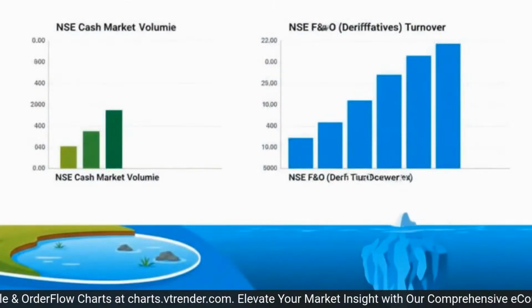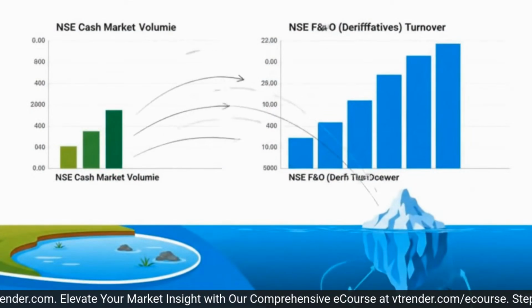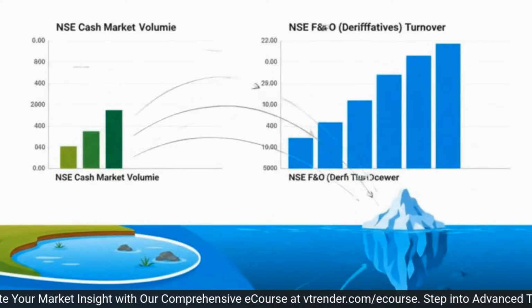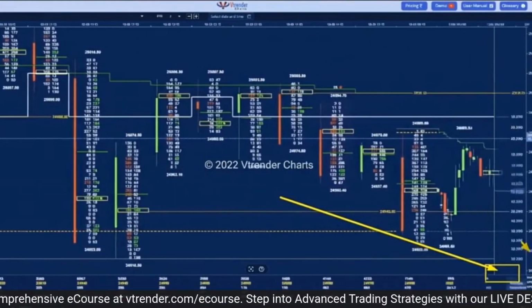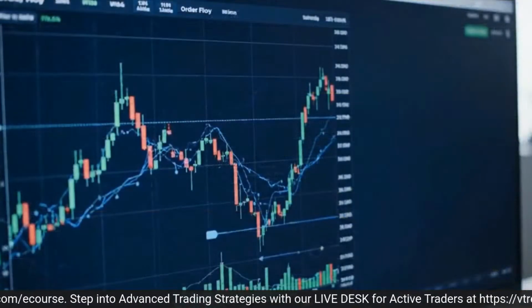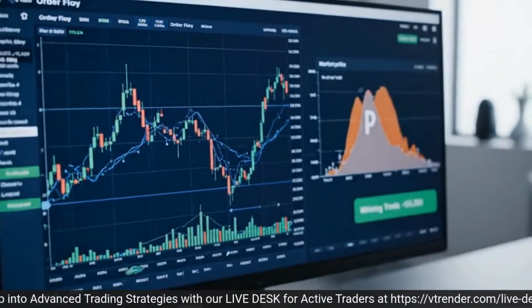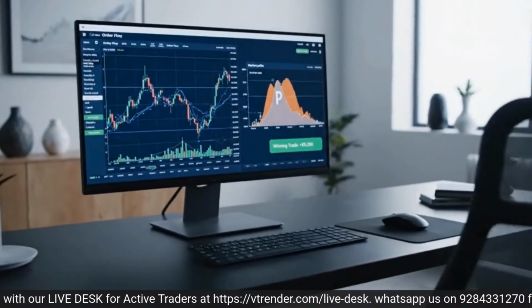In Indian markets, derivatives volume is 10 times larger than cash. Most market activity is invisible to traditional analysis. 4% of traders lose, not because they aren't smart, but because they chase candles and ignore what institutions are actually doing. Our 12-video e-course reveals how markets actually move through order flow and market profile. See the forces behind price, not just price itself.